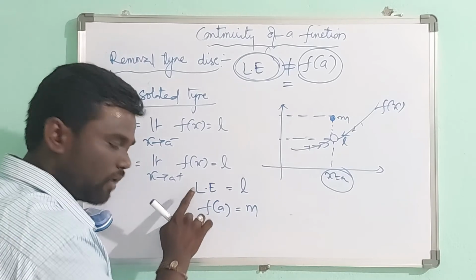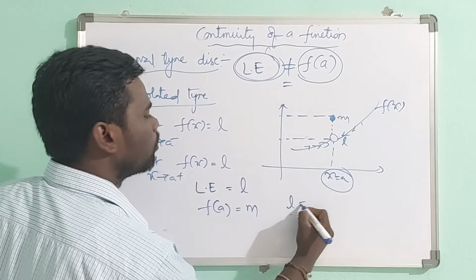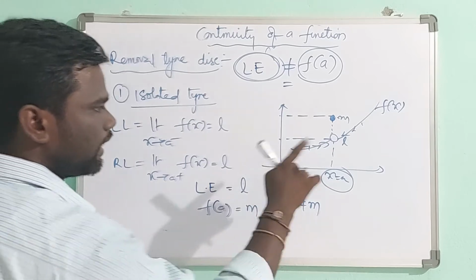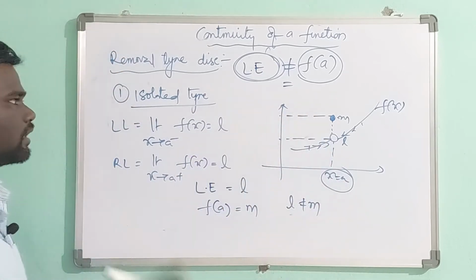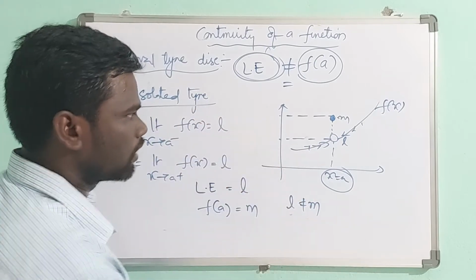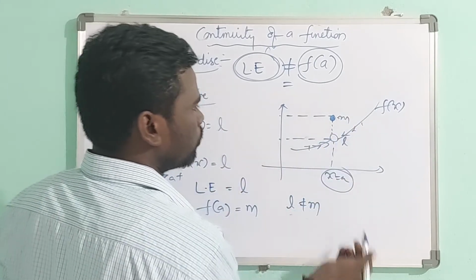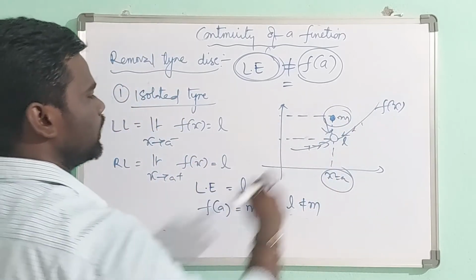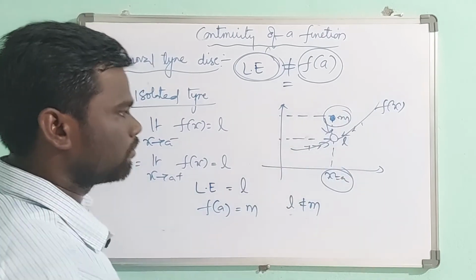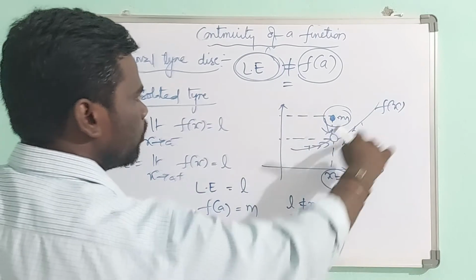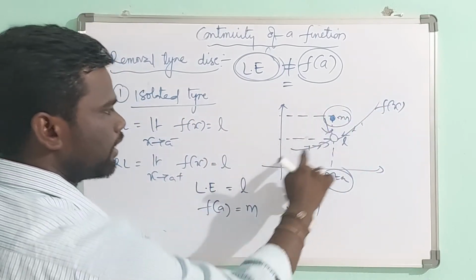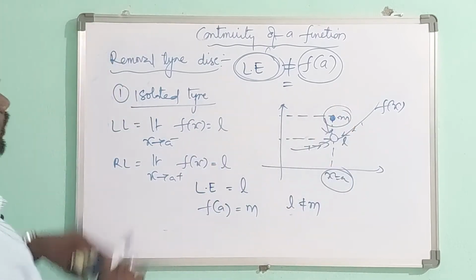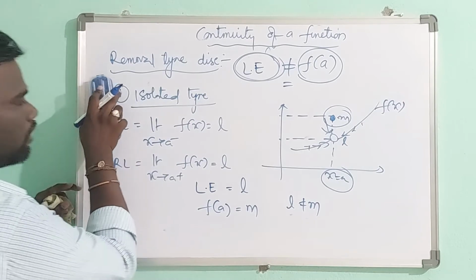So limit exists, function is defined in this case, but both are not equal. So limit is not equal to the value of the function, so that it is discontinuous. And this type of discontinuity is nothing but isolated type discontinuity. Why? Because here, suppose if you adjust M to this place, then the discontinuity should be removed. So if M is very close to L, or else L equal to M, then it is said to be removable type discontinuity. So here discontinuity should be removed by giving a proper value to the value of the function. This is the first type of removable type discontinuity.